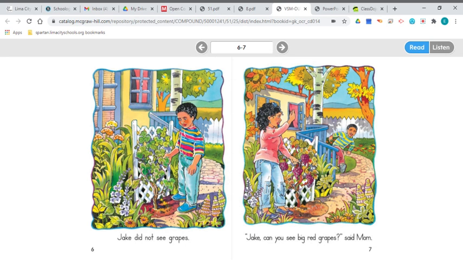But if you look here, guess what happened? The grape plant continued to grow, and now, Jake, can you see big red grapes? Said Mom. Let's read that again because here are quotation marks again. So this is Mom talking and she's asking a question because there's a question mark there. Jake, can you see big red grapes? Said Mom.